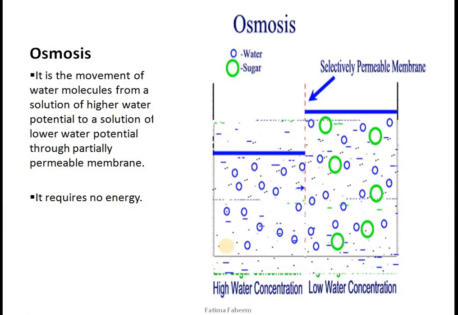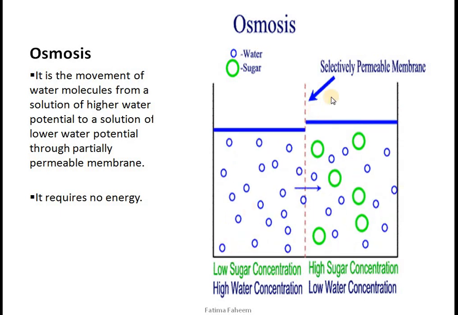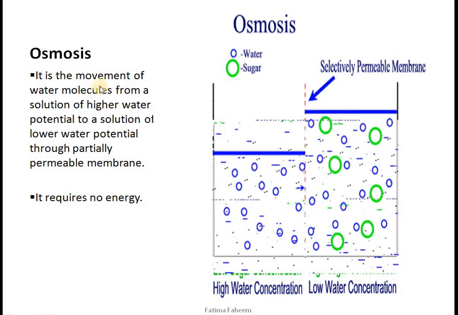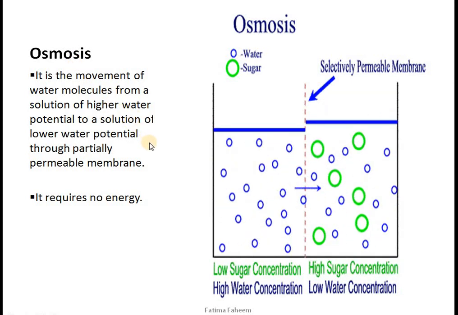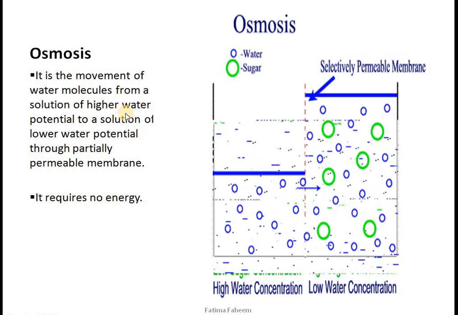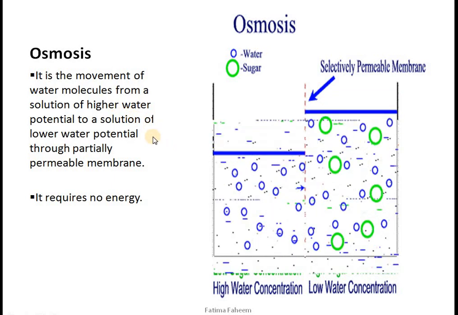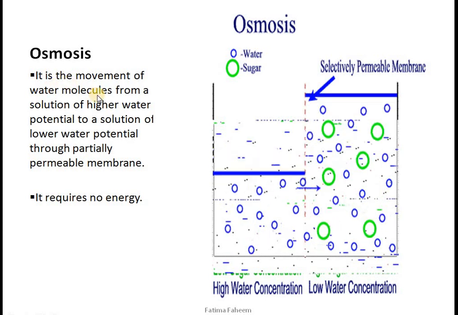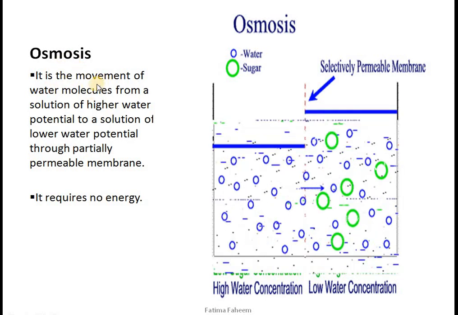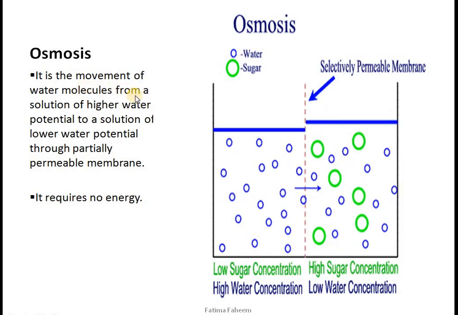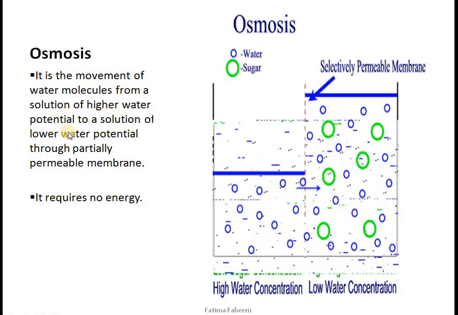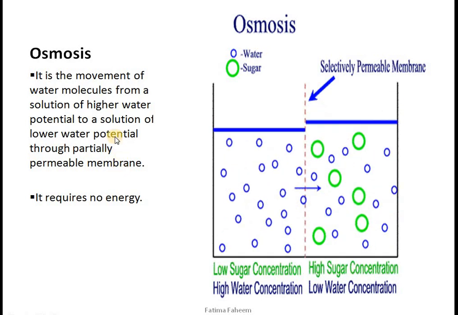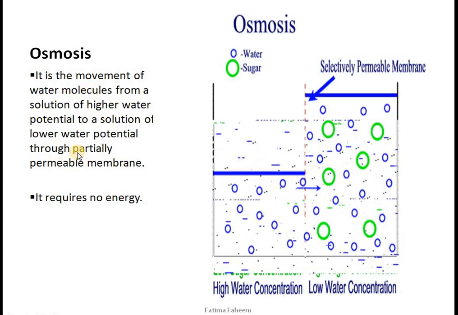Okay. Osmosis is a special kind of diffusion. What does it mean? That osmosis does happen when molecules move from higher to lower region, higher concentration area to lower concentration area. But what kind of molecules are involved? Only water molecules. Whenever there would be movement of water molecules from a region of higher water potential to a region of lower water potential through a partially permeable membrane, we'll say that this is osmosis.